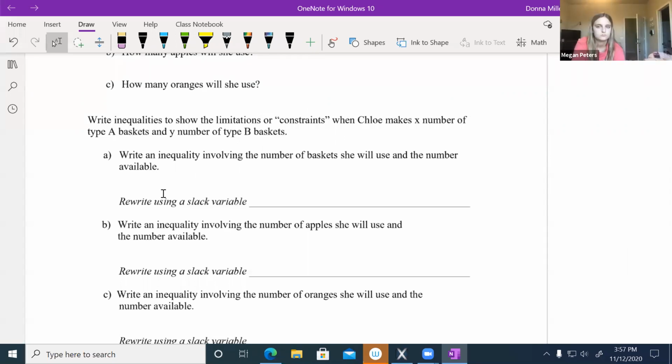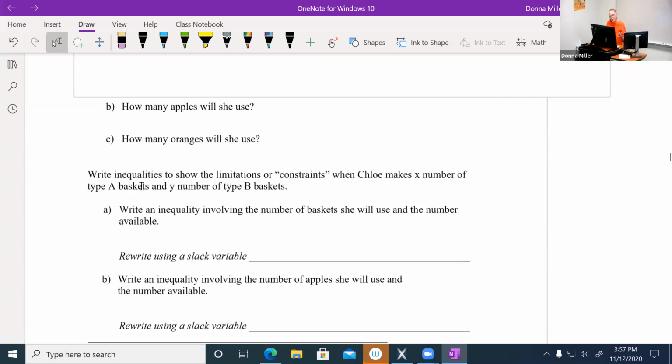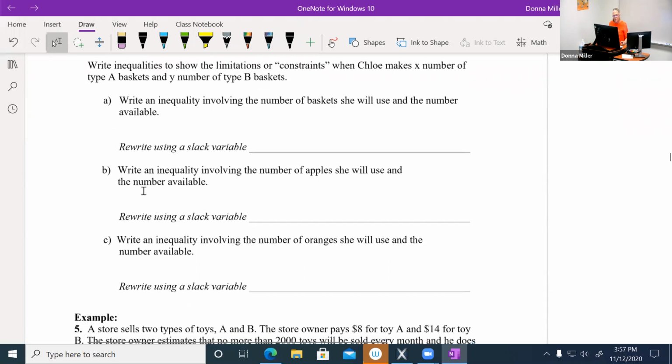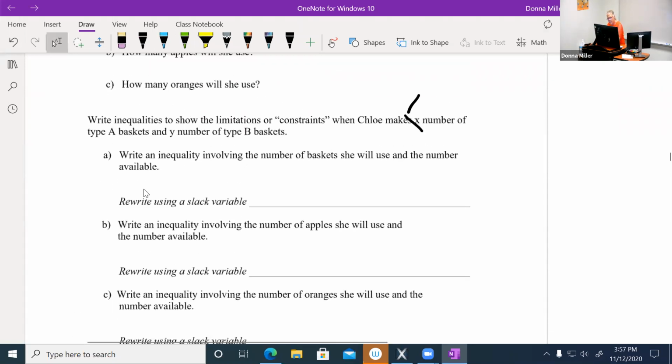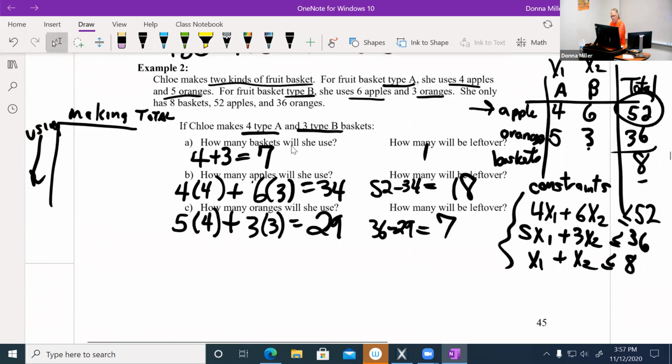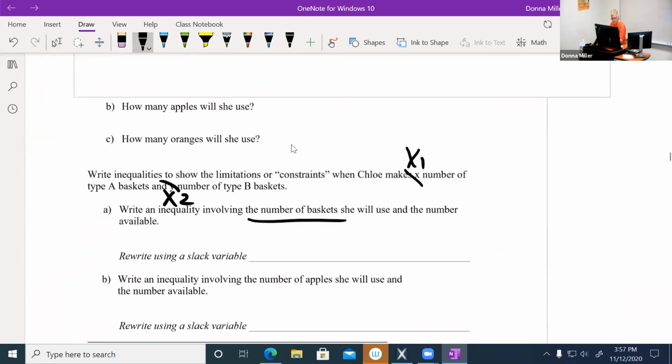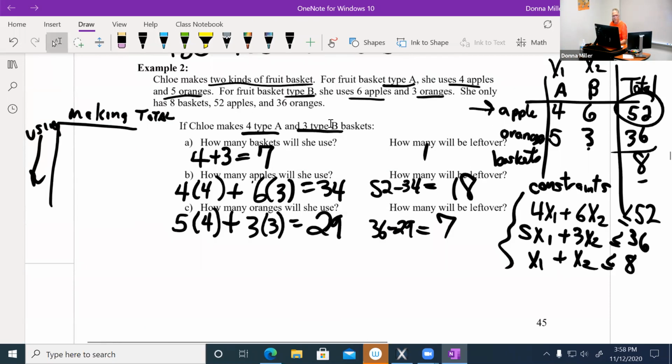Sure. Okay, so we're going to write these as if they're constraints. Basically, I'm going to assume that I'm making X1 baskets of A and X2 baskets of B. I changed them to X1 and X2 because you guys are going to be using those for variables. The number of baskets she will use is simply, going back to this table, X1 plus X2. So I want to write an inequality. The number of baskets, go back up to your table, is less than or equal to 8.